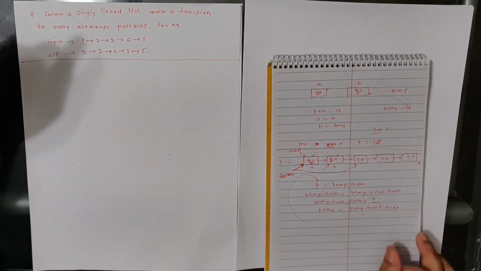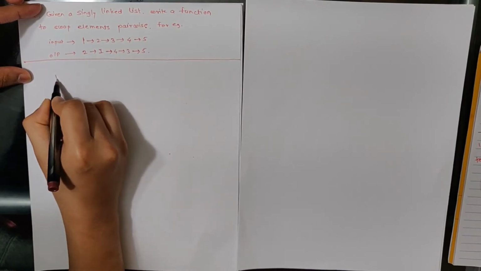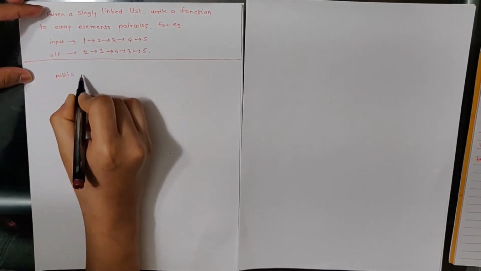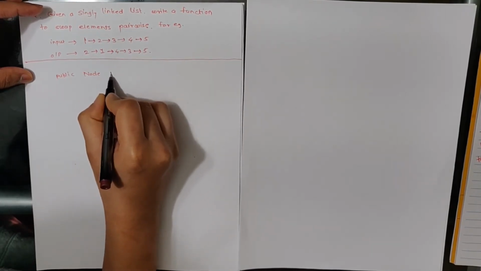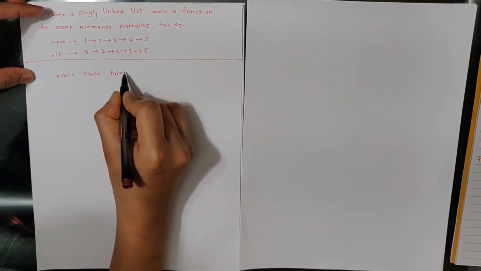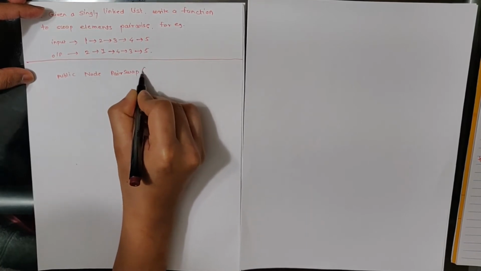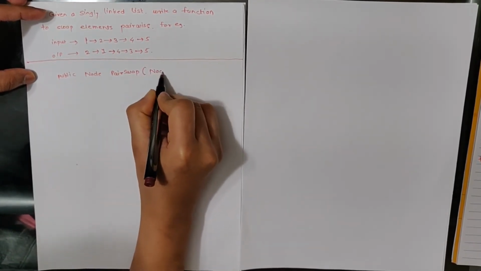So let's write the program for this algorithm. We will write a public node function, and we will return the head from that function. Now we'll write a pairSwap function that will be given a node head.